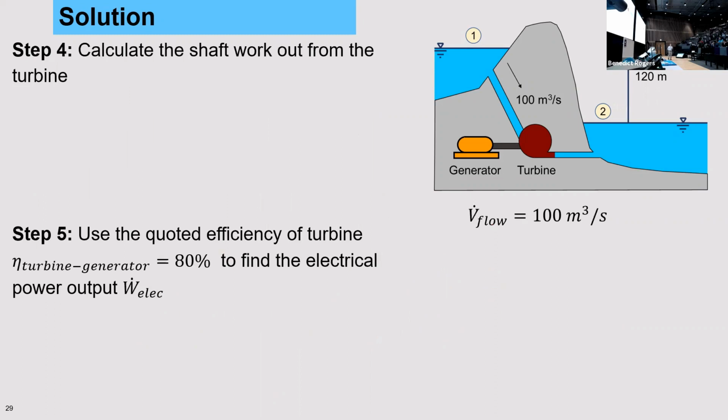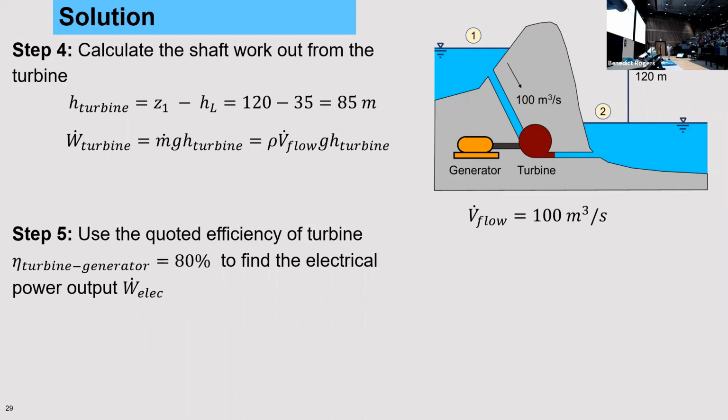So now we calculate the shaft work out from our turbine using what we know. So the turbine head is equal to Z1 minus the head loss. We just worked out this equation and we've rearranged it now to find the turbine head. So this is 120 minus 35. We just put in our values and we get the turbine head of 85 meters.